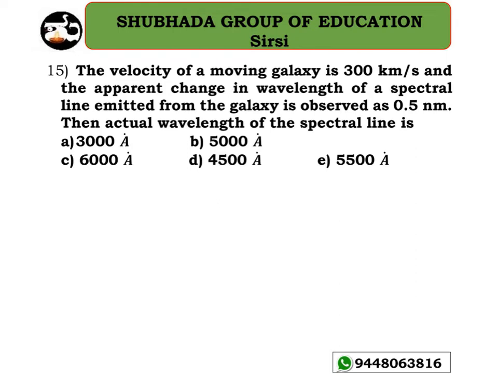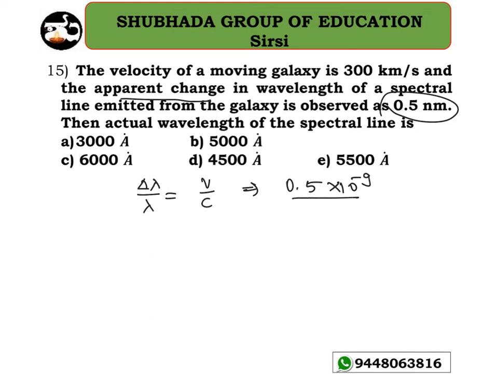Then the actual wavelength of the spectral line is, the problem based on Doppler's effect again: the change in wavelength to the actual wavelength must be equal to v divided by c. It implies the change in wavelength is nothing but how much? This is the apparent change, correct? This is 0.5 nanometer, 0.5 times 10 to the power of minus 9, divided by the actual wavelength. We need to calculate lambda.